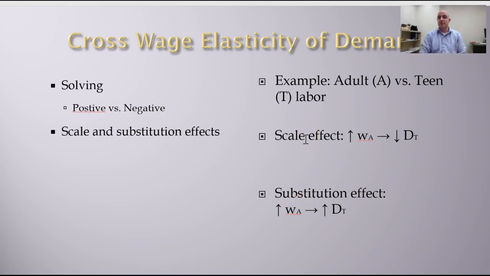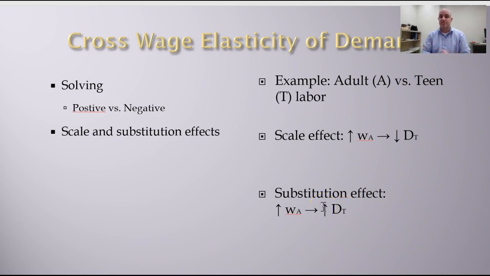Now the scale effect, however, is about the product. As the wage of adults goes up, it's going to become more expensive to produce the good, so the price is going to go up and quantity demanded is going to go down. As a result, there's going to be less need for both adult labor and teen labor, so the demand for teen labor is going to go down. So the scale effect says that as the wage of one goes up, the demand of the other is going to go down. The substitution effect says as the wage goes up, the demand of the other is going to go up.